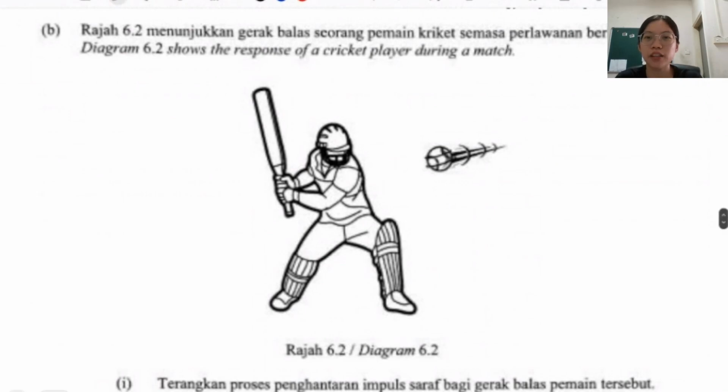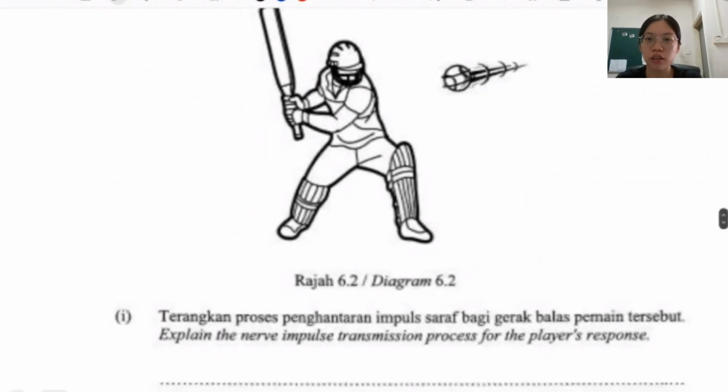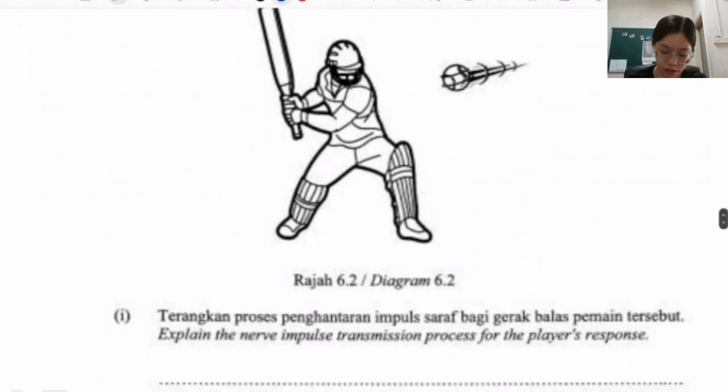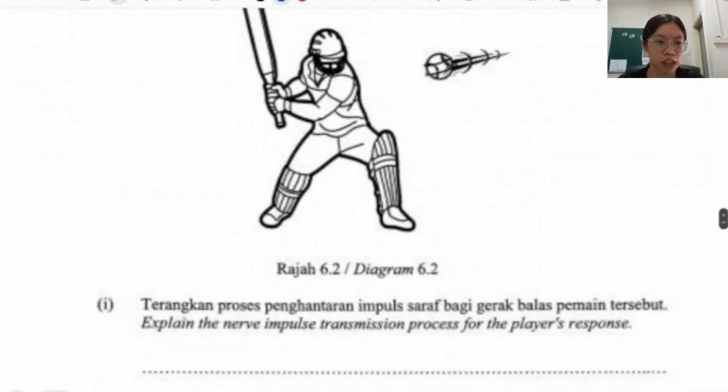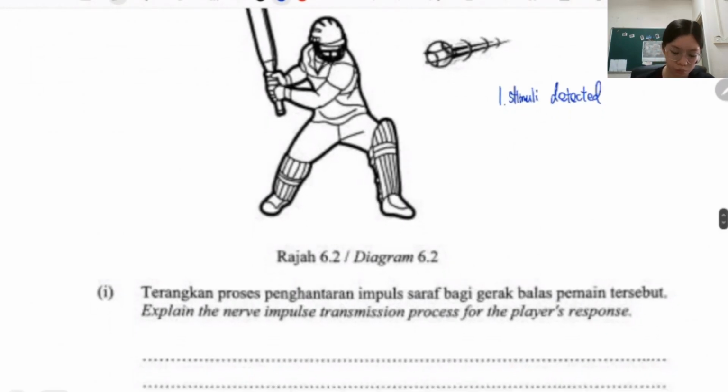It's a cricket player during a match. He wants to explain the nerve impulse transmission process for the player's response. So how are you going to explain? First of all, talk about the stimuli being detected by the sensory receptor. So you can see your eyes, the sensory organ, detect stimuli.